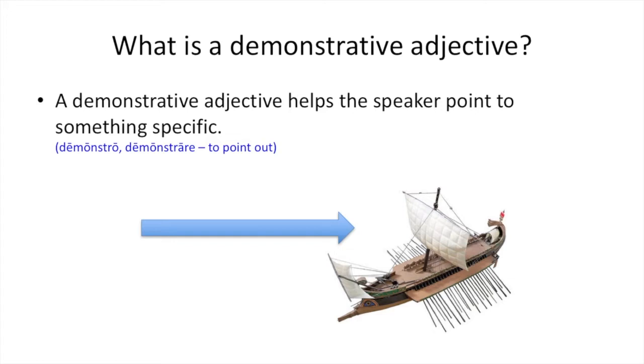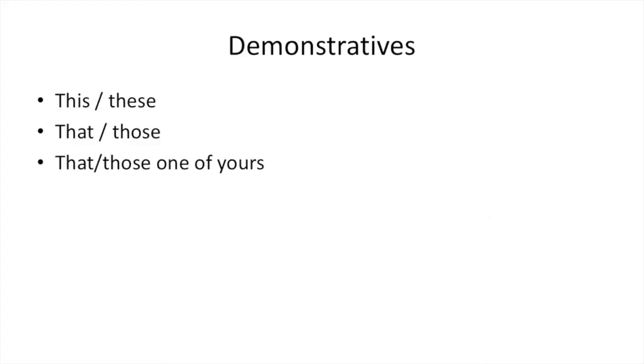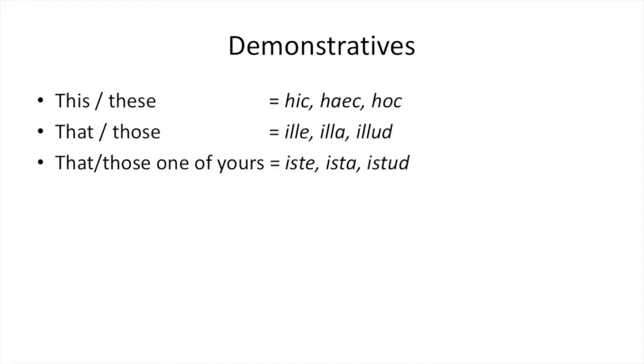So, what are examples of these? In English, the demonstrative adjectives are this, and in the plural, these, that, and in the plural, those. And there's another one that Latin has that English doesn't really have. We translate it as that one of yours or those of yours. The Latin translations for these are hic haec hoc is this or these, ille illa illud is that or those, and iste ista istud means that one of yours.